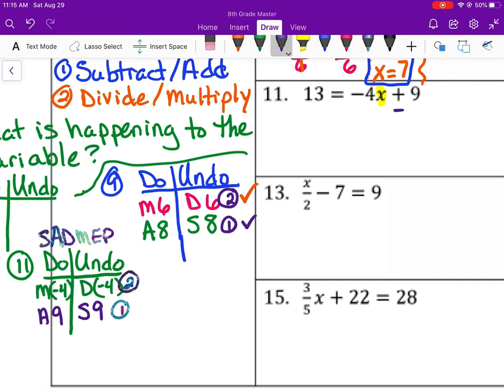So go up, subtract 9 from both sides. 13 minus 9 is 4. -4x comes down. Any number and its opposite gives you 0. So I put my check mark. Next, I'm going to divide both sides by -4.